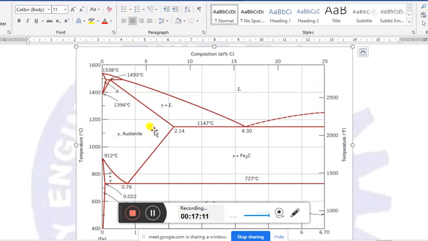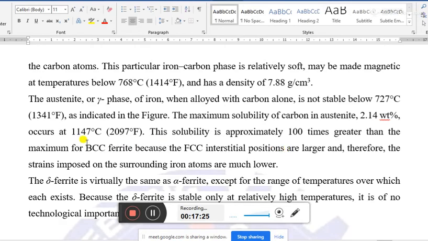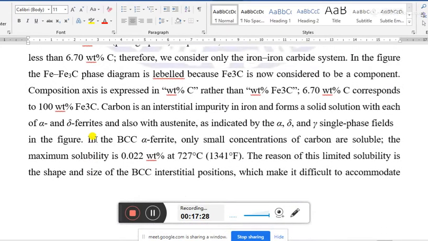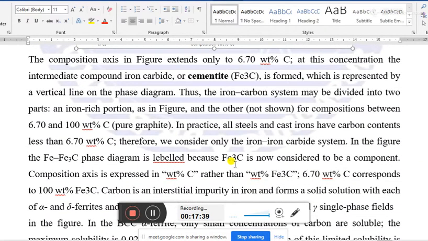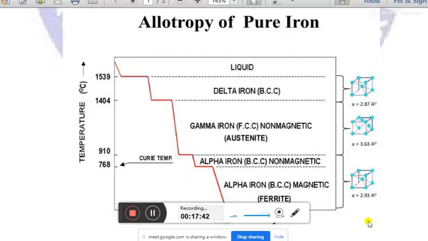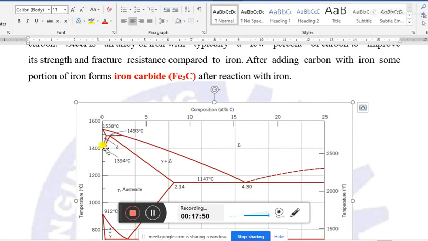In austenite, the solubility of carbon is higher, and that is 2.14 weight percentage of carbon, and this maximum point occurs at 1147 degrees Celsius, and after 1147 degrees Celsius, the solubility will decrease. The solubility will decrease, and at a temperature of 1404 degrees Celsius, the temperature range of gamma iron will end.